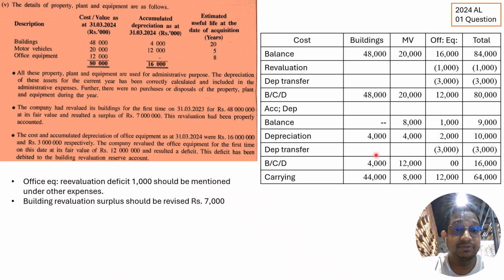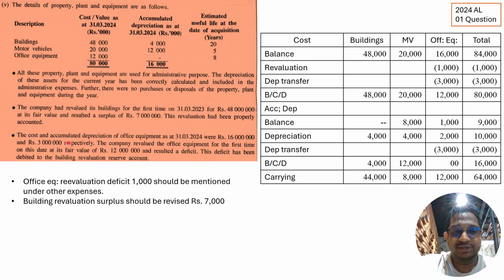And there is another problem. If I recorded the revaluation surplus correctly, then in the trial balance there should be 7,000 in revaluation reserves, right? But when you're checking the trial balance, there is only 6,000. Something happened. So let's see what happened.